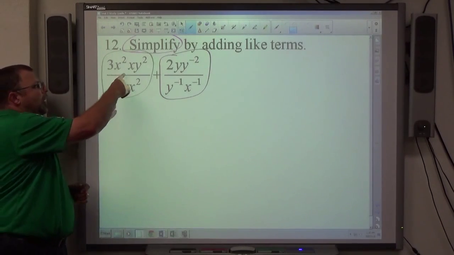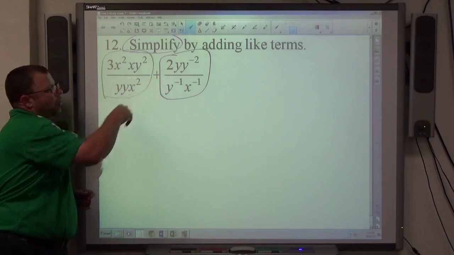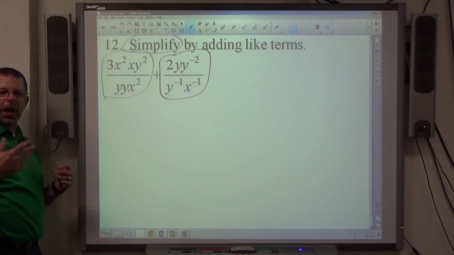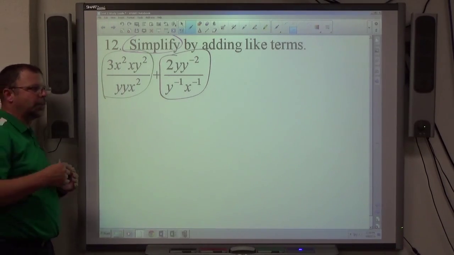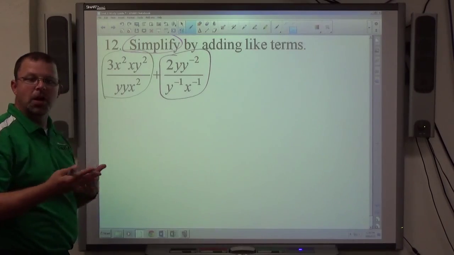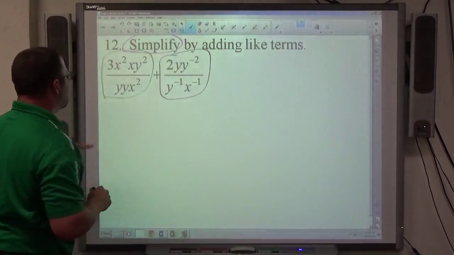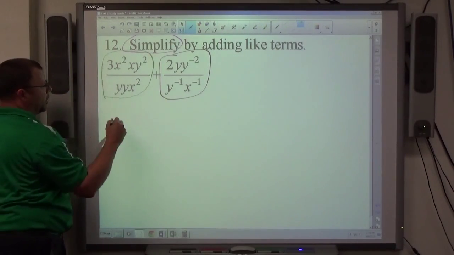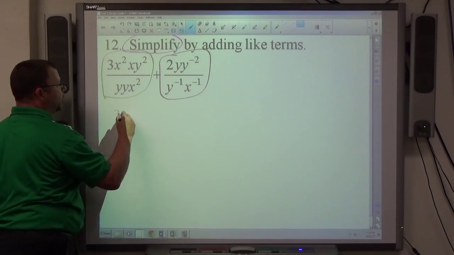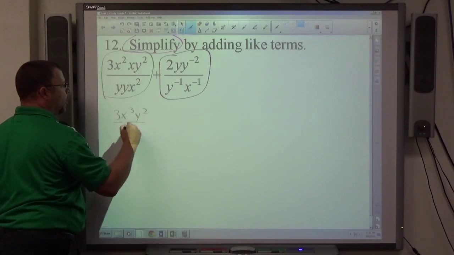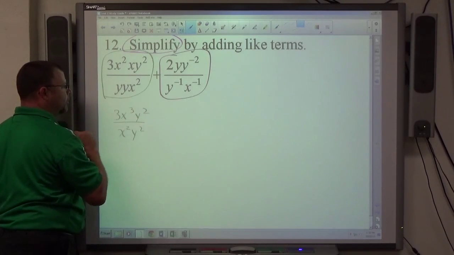So there's too many x's, too many y's. There's negative powers and too many y's. So those are the types of issues we need to fix, and we need to fix them the same way we just did the last two problems, by the power rules. And since there's so much going on in this, I might do it in a couple steps. So this one here, I'd probably go 3x cubed y squared over x squared y squared.